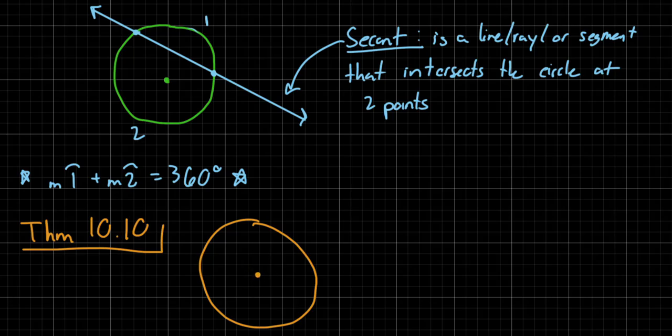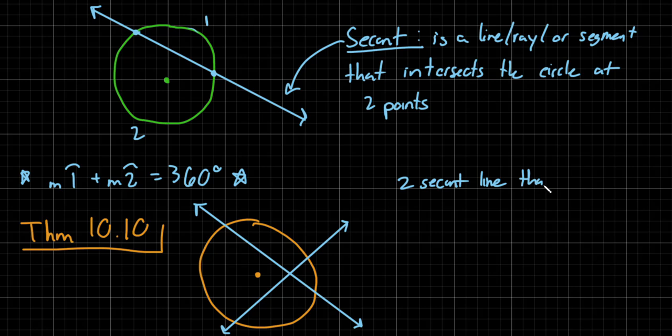Okay, instead of drawing just one secant line, I'm going to draw 2. One there, and a second one there. So I just drew 2 lines, and they intercept inside the circle. So 2 secants, lines that intersect inside. Inside is really important for this. Inside the circle.